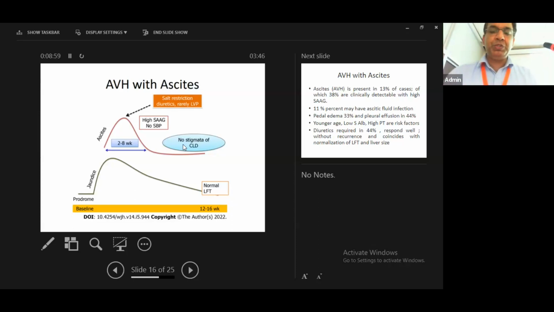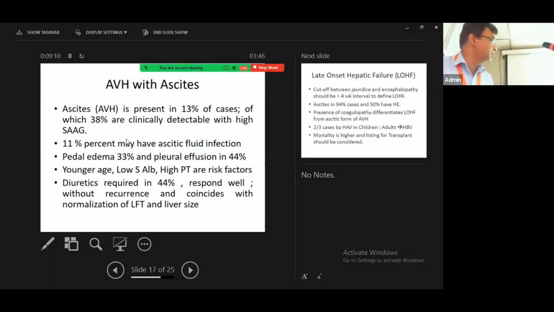Usually it occurs around 2 to 8 weeks, with high SAAG ascites, and there are no stigmata of chronic liver disease. It is present in around 13% of cases, of which 38% are clinically detectable with high SAAG. 11% may have infection. Pedal edema is around 30%. Pleural effusion is around 40%.